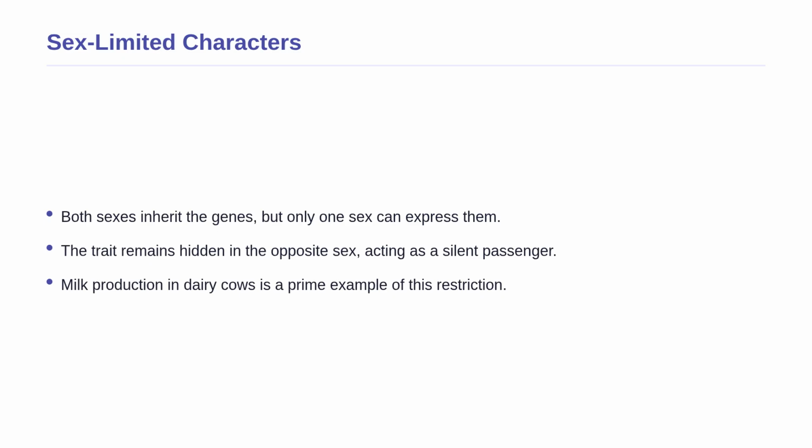A classic example is milk production. Bulls carry genes for high milk yield and pass them to daughters, but bulls obviously do not produce milk.